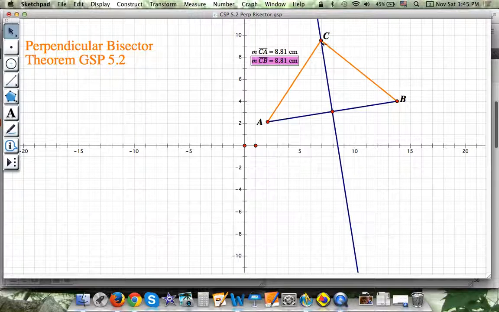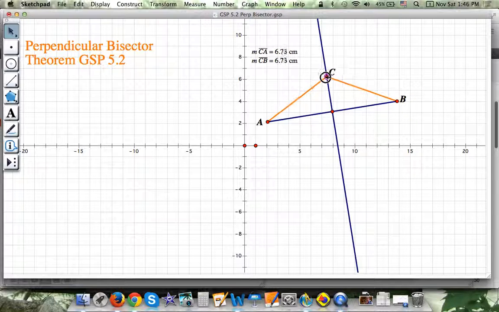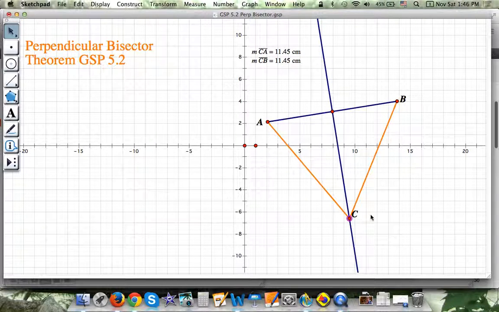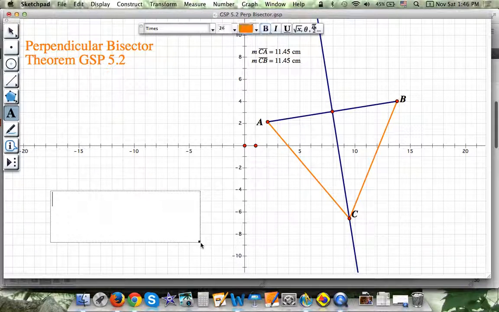And what we can do is go ahead and inductively convince ourselves that the perpendicular bisector theorem says that CA and CB are congruent by just going ahead and sliding this down. We see we have a limitless number of possibilities, even when we're on the other side, that those two lines are always going to be the same. Okay?